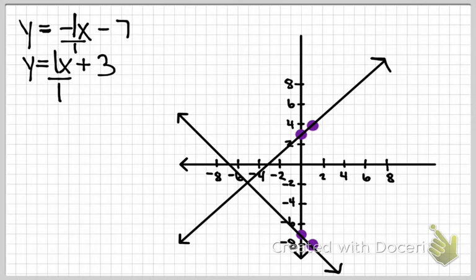Then we can clearly see that at the point where they intersect, what is the ordered pair? -5, -7. No, the x value comes first. -5, -2. I'm going to rewrite that.